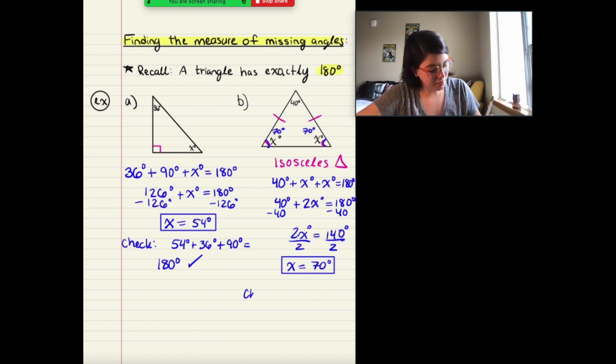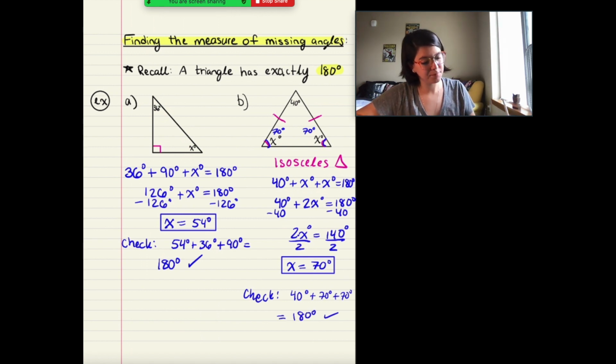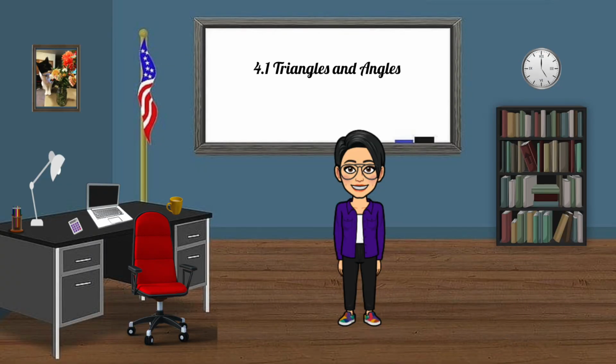And again, we can check this by adding together all our angles that we know. So we have 40 plus 70 plus 70, which indeed is 180. So we're good. All right, that's it for triangles and angles.